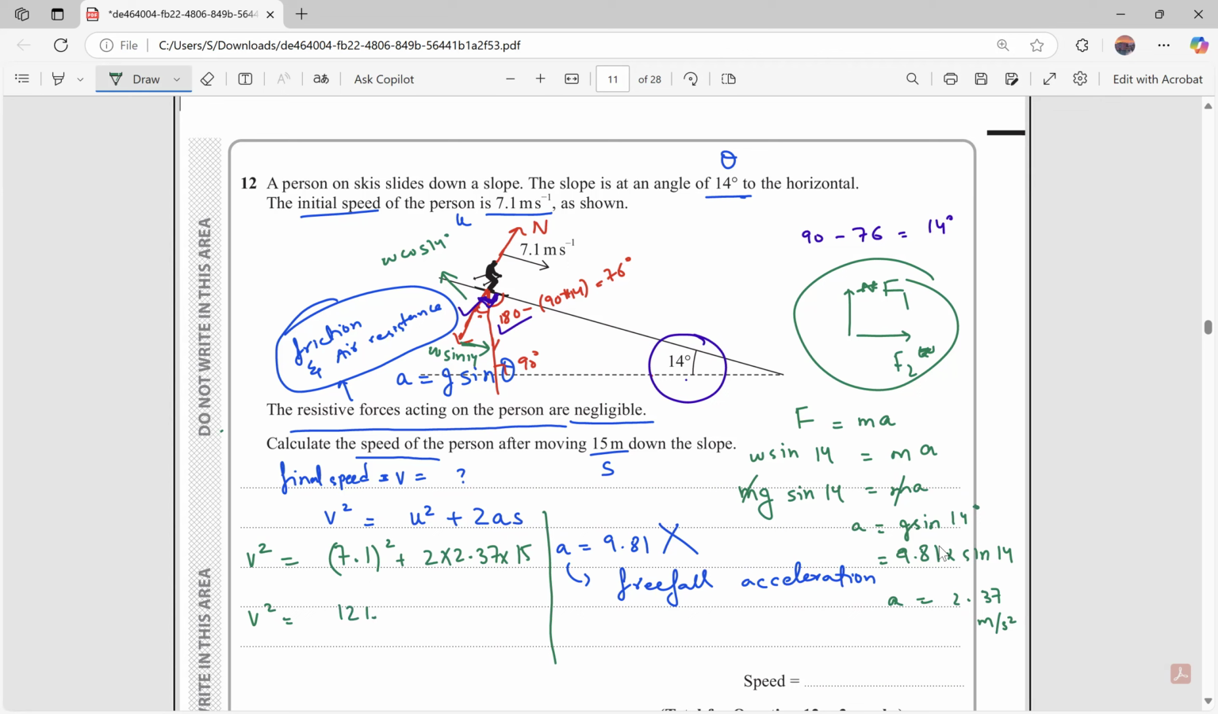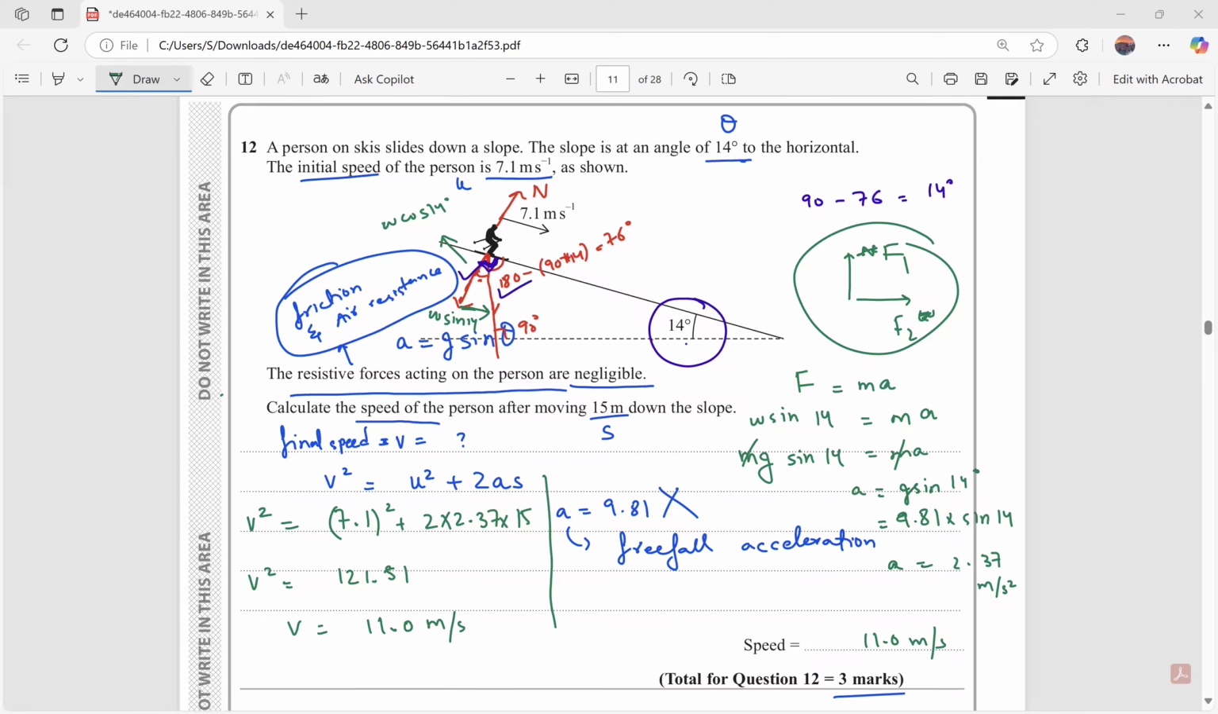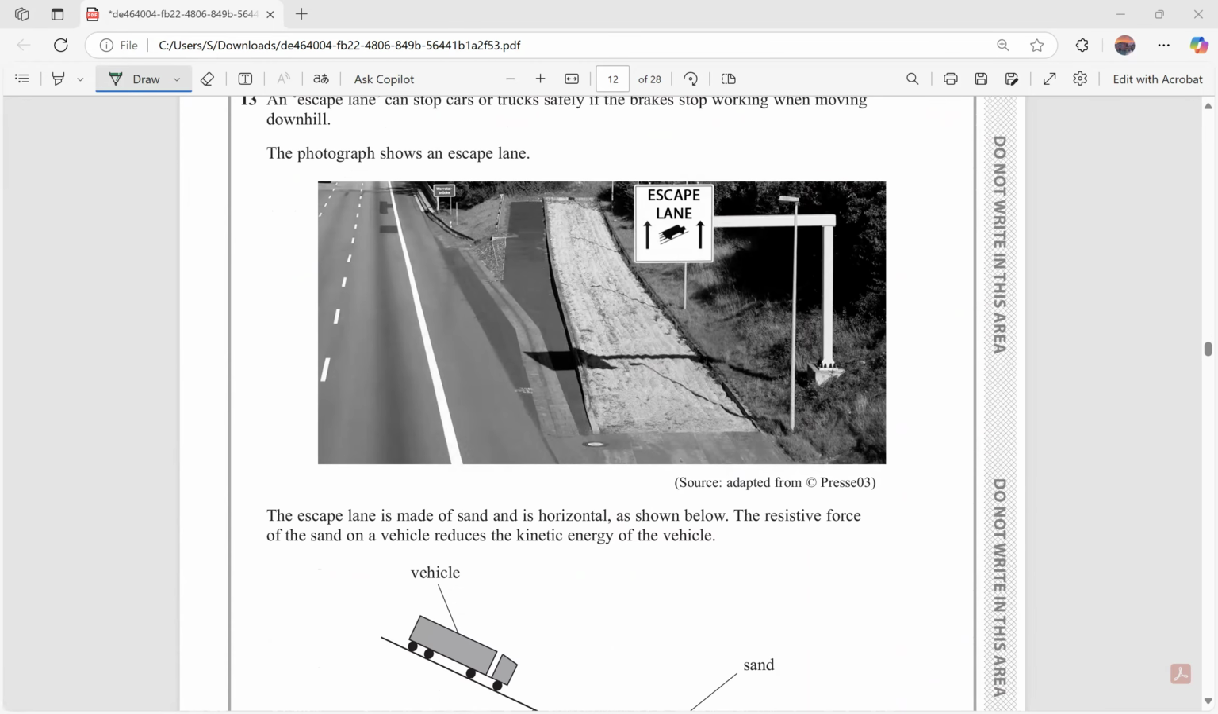So this is 121.51, and we square root it to get 11.0 meters per second. So that's the speed of the skier. I hope that's clear. Moving on. Question 13.